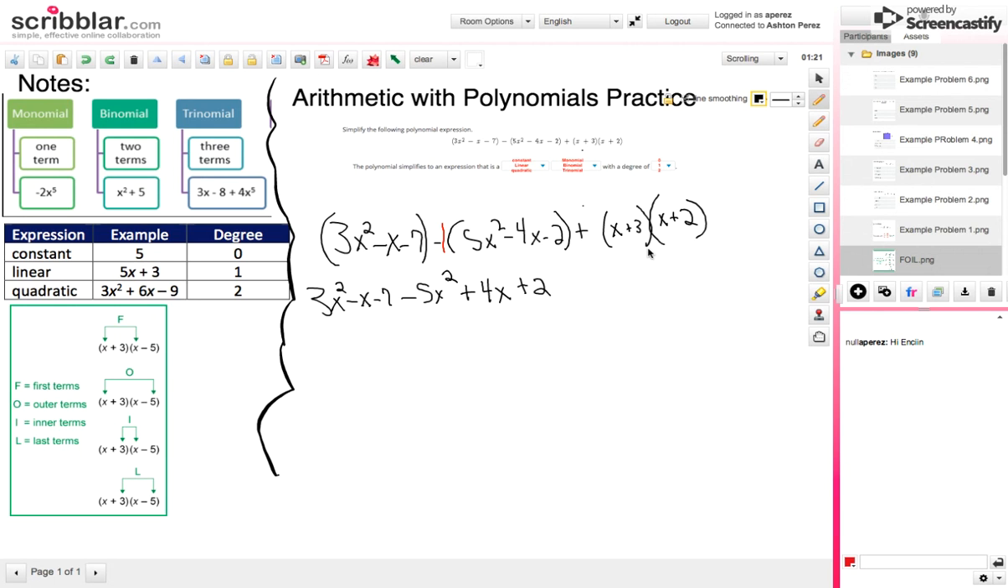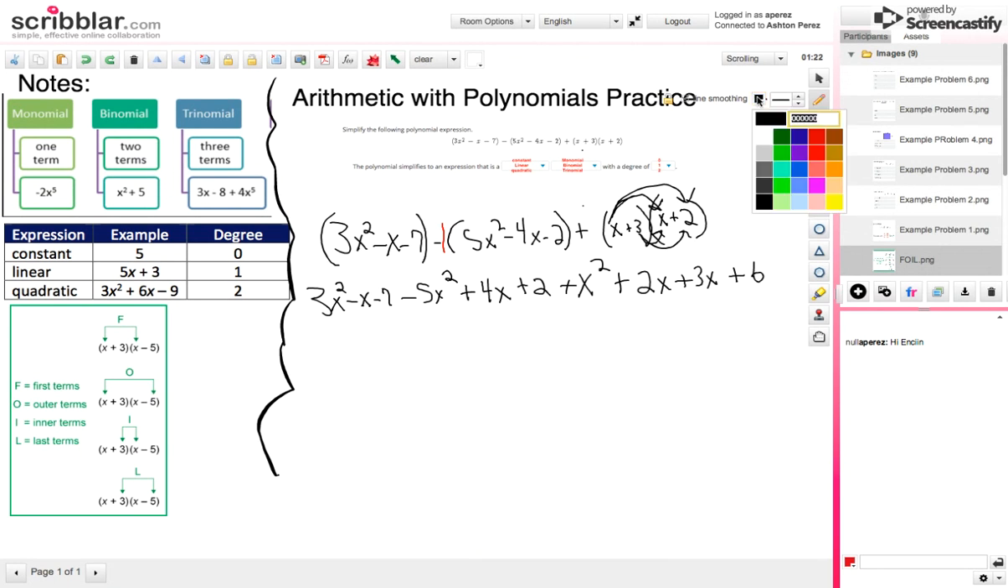All right, moving on. This one we're going to use FOIL. So we're going to take our first terms and multiply them. So this is x times x, which is just x squared, and x times 2, which is 2x. And then we're going to take our inner terms, 3 times x, which is just 3x, and 3 times 2, which is just 6.